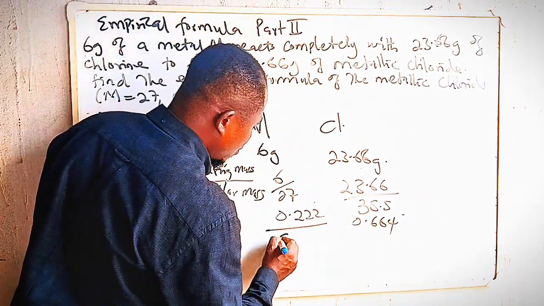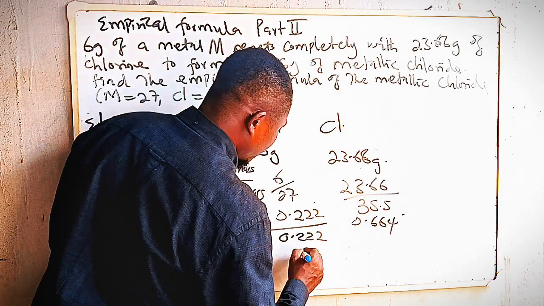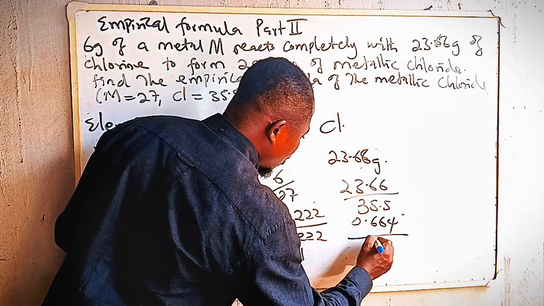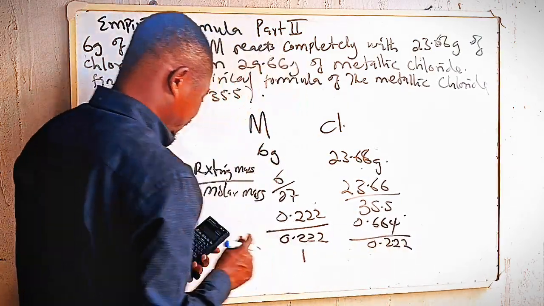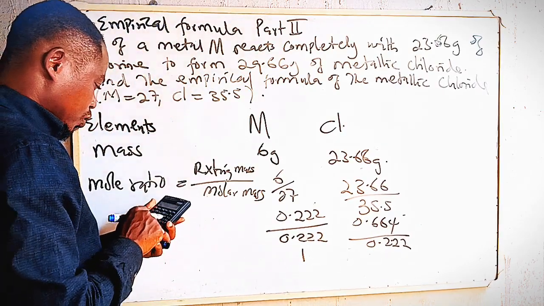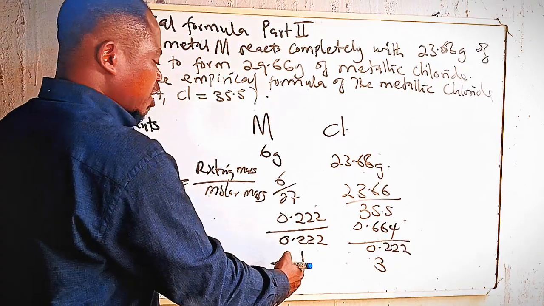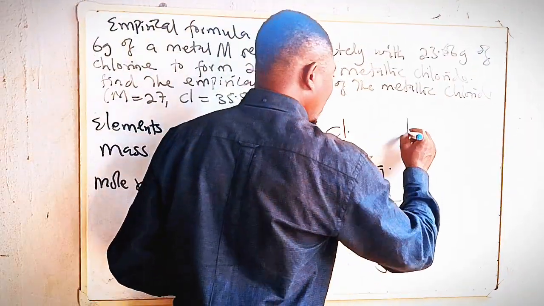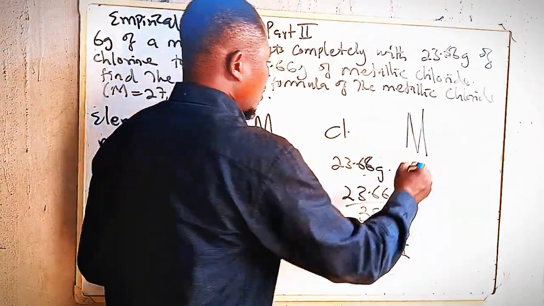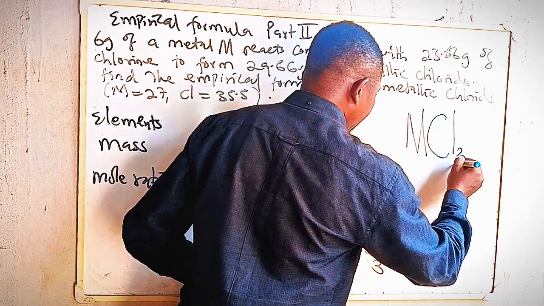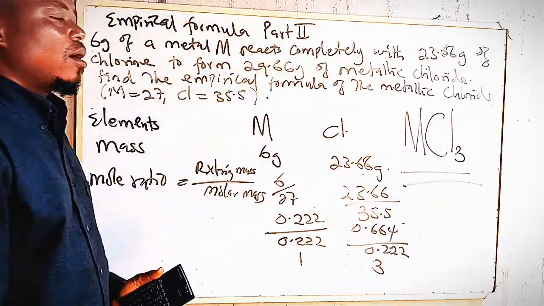Now we'll divide through by the smallest number. The smallest number is 0.222. If you do that, we'll have 1. Divide through by 0.222, we'll get 3. So the mole ratio is 1:3, meaning that the empirical formula of the compound is: anytime you have 1 M, we are going to have 3 Cl. And this is the empirical formula of that compound.